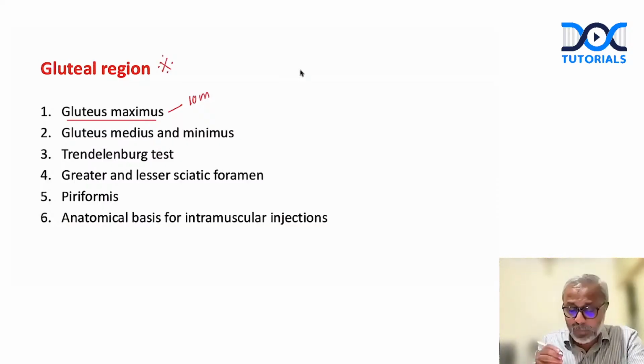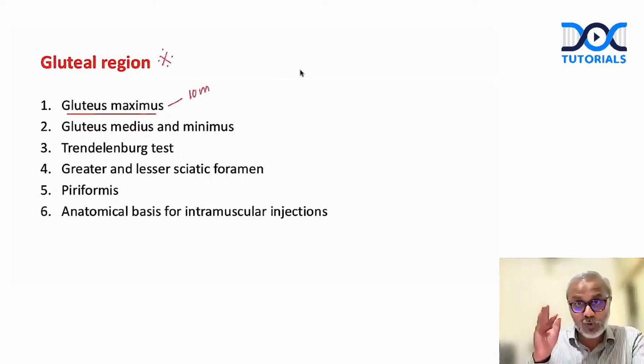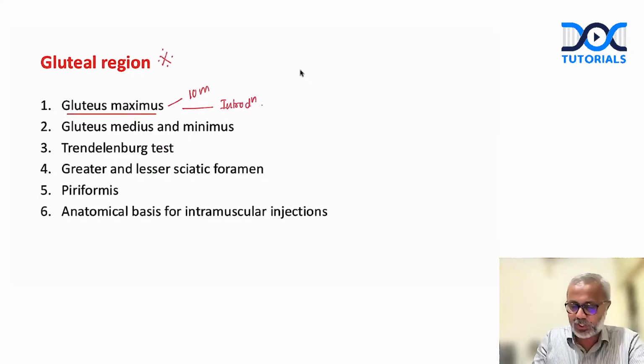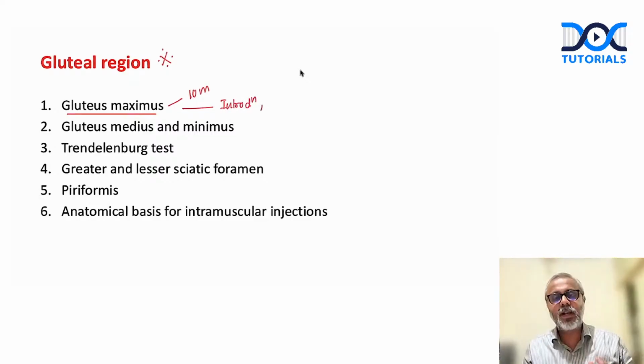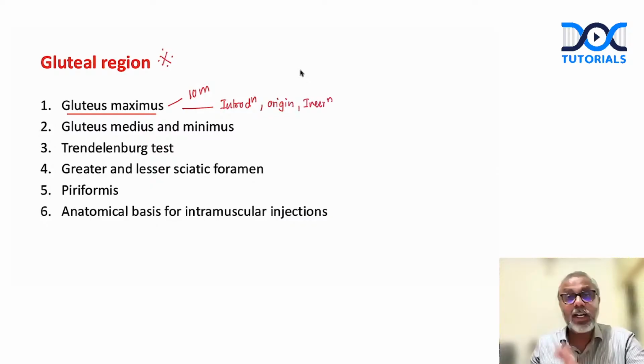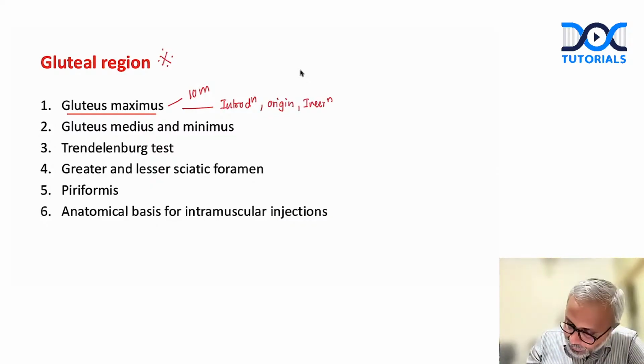So gluteus maximus, how do we describe it for a 10-marker? Let's say we write a line of introduction. What is gluteus maximus? Gluteus maximus is the largest muscle of the body. Done, one line. Then, how does it originate? What is the extensive origin of the gluteus maximus? How does it get inserted, where is it getting inserted?